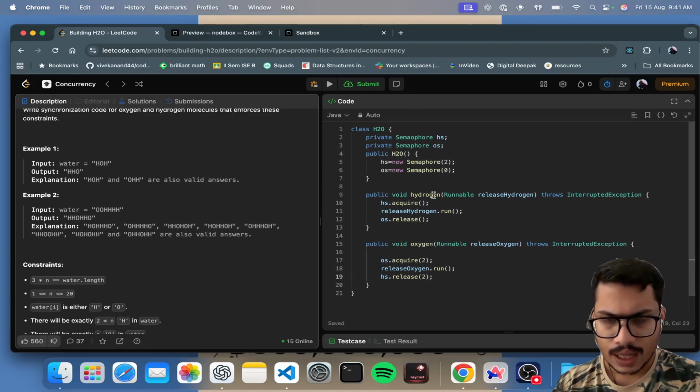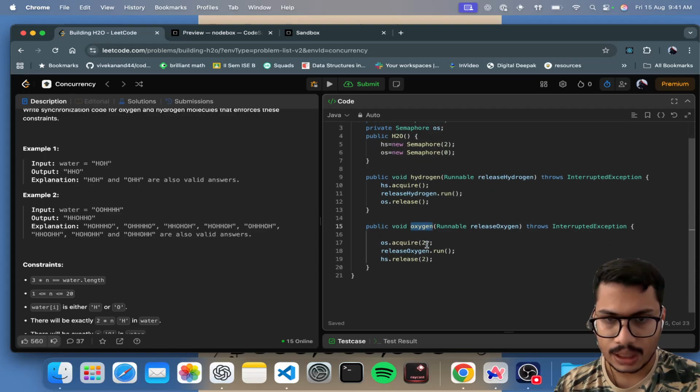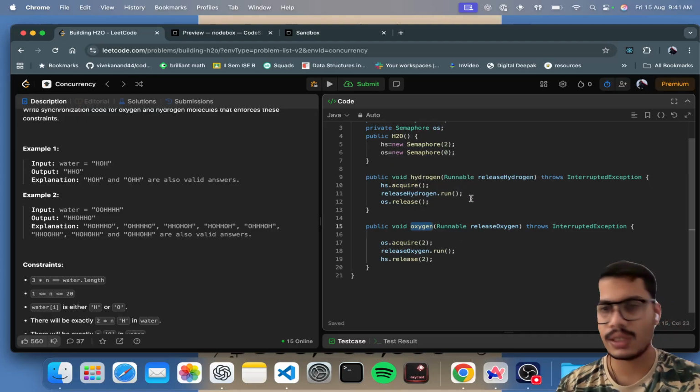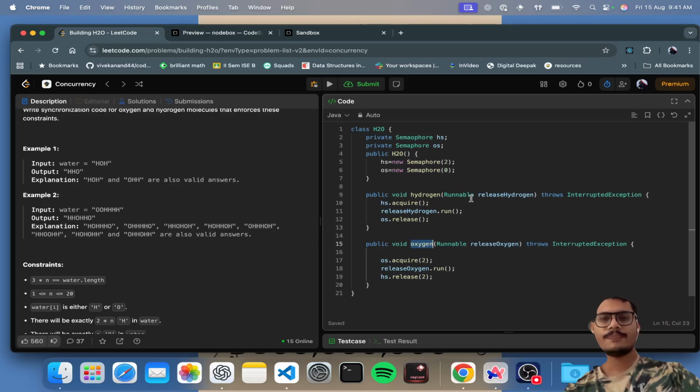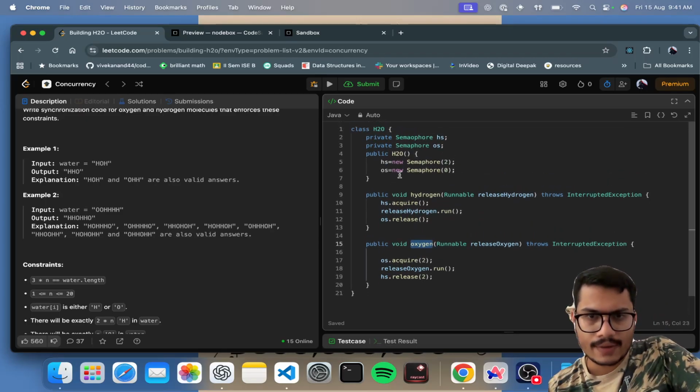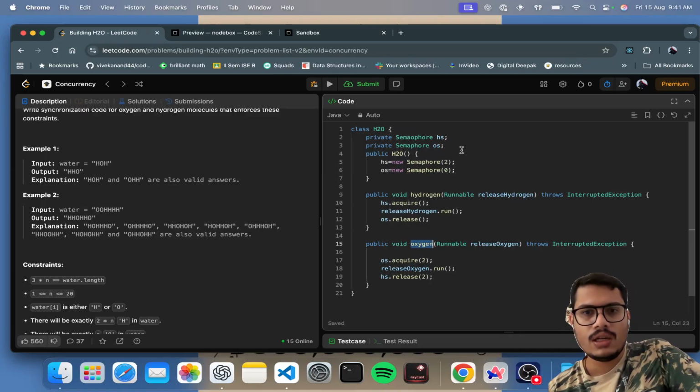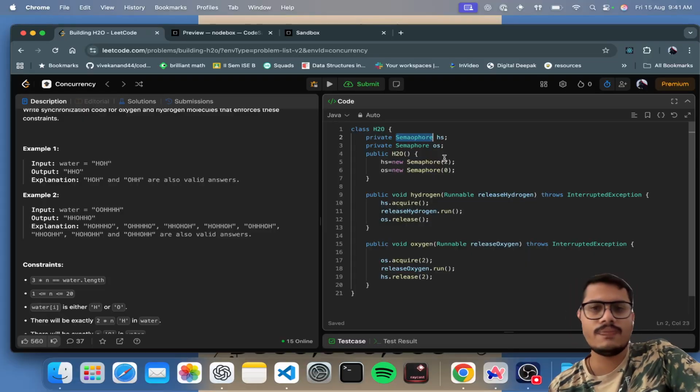Let us see the solution for this problem. The hydrogen function and oxygen function were inbuilt, because the runnable threads have these functions. So how do I solve this? I can solve this in many ways. One is semaphore, one is using the traditional wait and notifyAll, and one is by using atomic integers. In this video, we'll be solving this using the semaphore method.